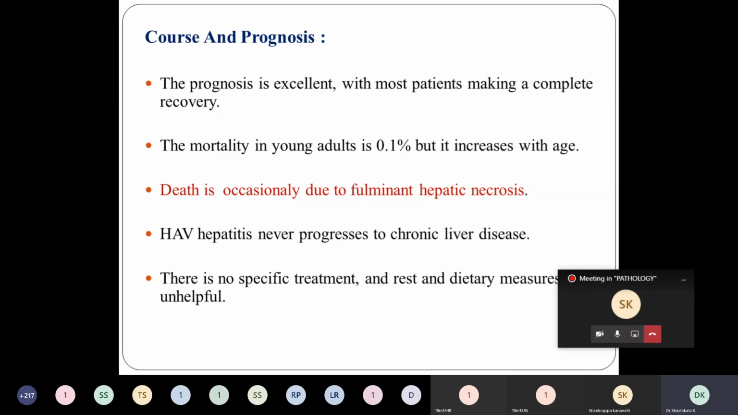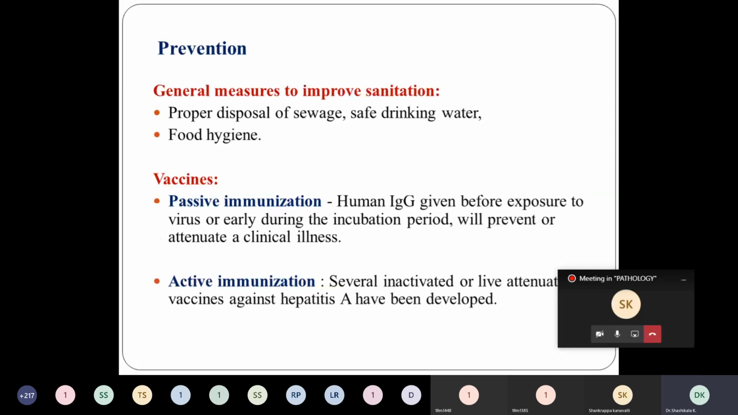So prevention is general measures to improve sanitation, that is proper disposal of sewage, safe drinking water, food and food hygiene. Vaccination could be passive immunization. So passive is going to be human immunoglobulins given before the exposure to the virus or early during the incubation period, which will prevent or attenuate the clinical illness. Active immunization: several inactivated or live attenuated vaccines against hepatitis A have been developed.